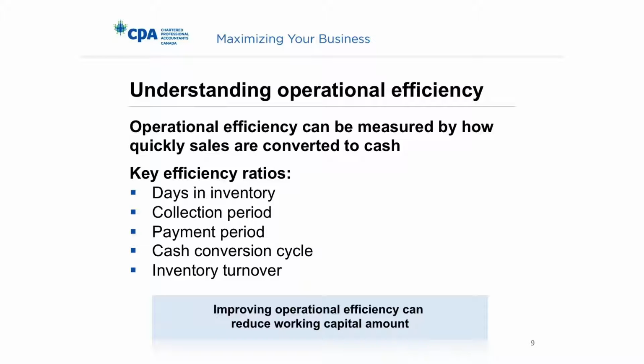So we're going to look at 5 key operational efficiency ratios today. The first is days in inventory, the second is collection period, the third is payment period, the fourth is cash conversion cycle, and the last one is inventory turnover, and we'll walk through examples of each of these. As a reminder, improving operational efficiency can reduce the amount of working capital needed. The more operationally efficient your business is, the less working capital you'll require.